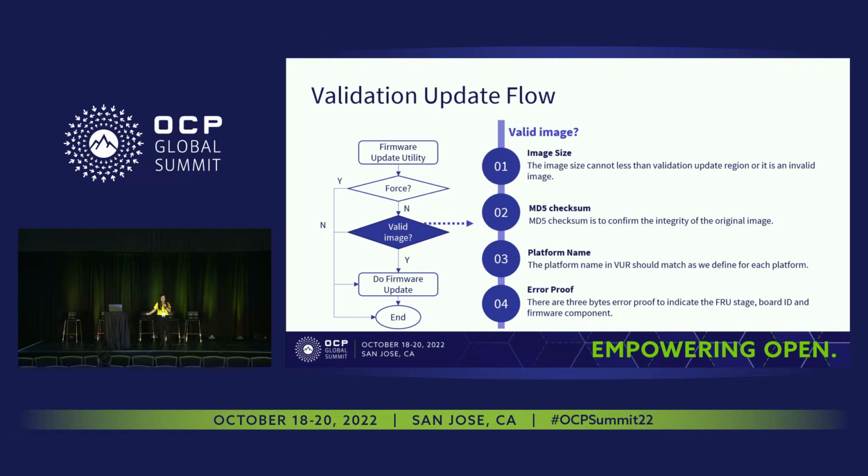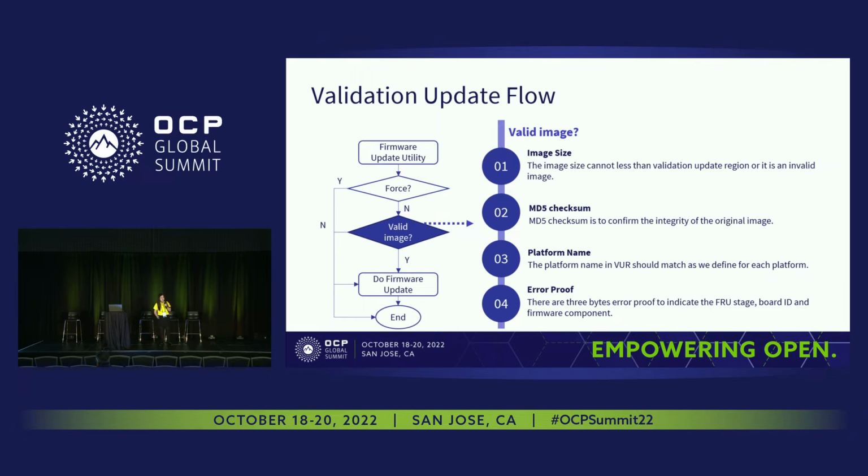Here is our validation update flow. There is a firmware update utility in BMC, which can be set as force mode or normal mode. If it goes with force mode, which means we want to update the image no matter what the situation is, therefore BMC will not do the validation. If it goes with normal mode, BMC performs the validation of the image.